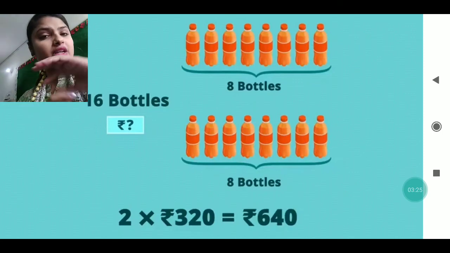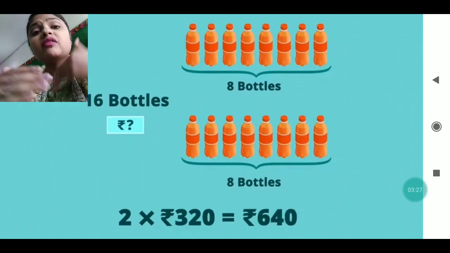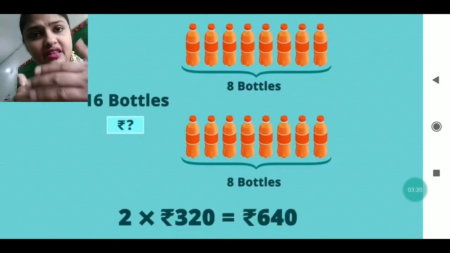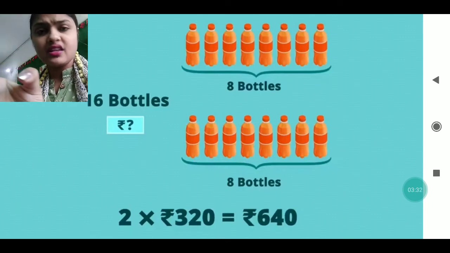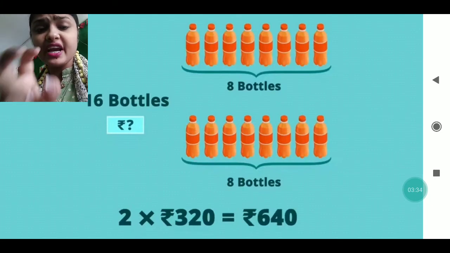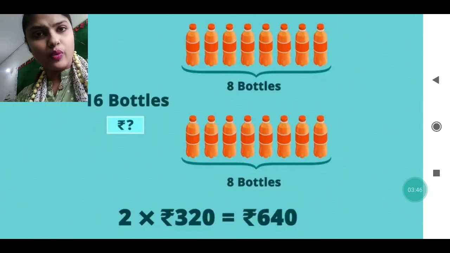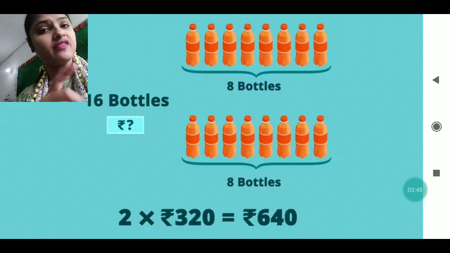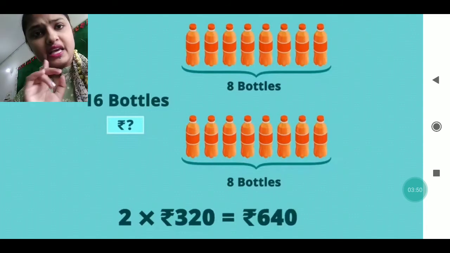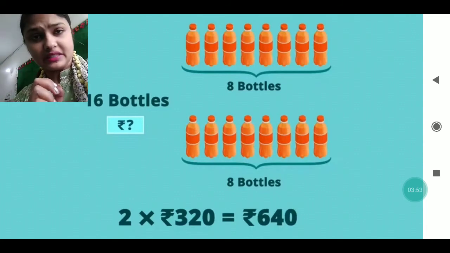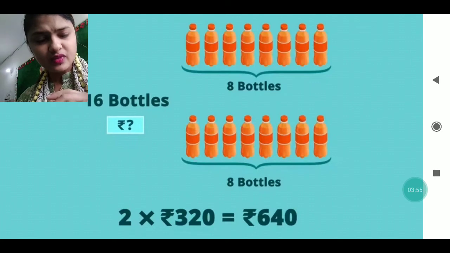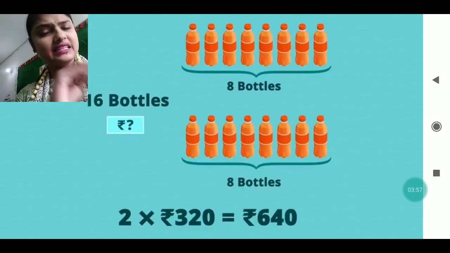Suppose the cost of 8 bottles is 320. What will be the double of 8? The double of 8 is 16. So if the cost of 8 bottles is 320, what will be the cost of 16? We can multiply 320 into 2. If we multiply 320 into 2, we will get the total cost of 16 bottles, that is 640. The cost of 16 bottles we have got is 640.